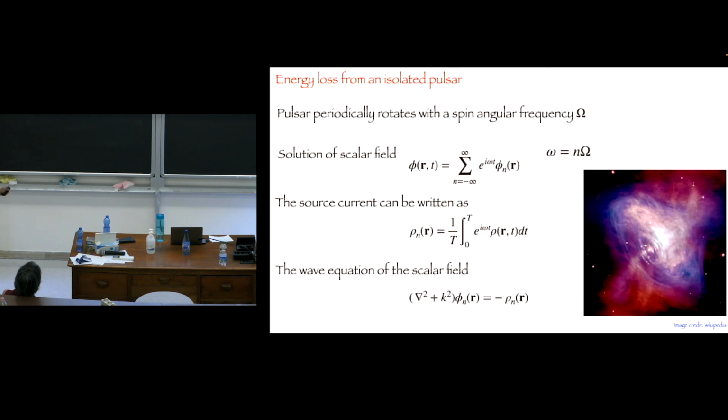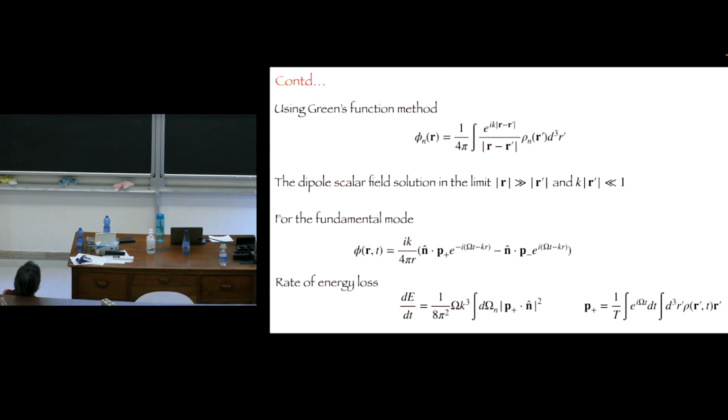You do the same thing: you can express phi as a Fourier sum of phi_n(r), and you can also have the density rho_n(r). You do the equation of motion, and you can get this behavior. You can follow the Green's function method and calculate phi_n(r). This is the typical Green's function method, and you will get that phi(r,t) goes like this, where P is the dipole moment, which is basically Q times R.